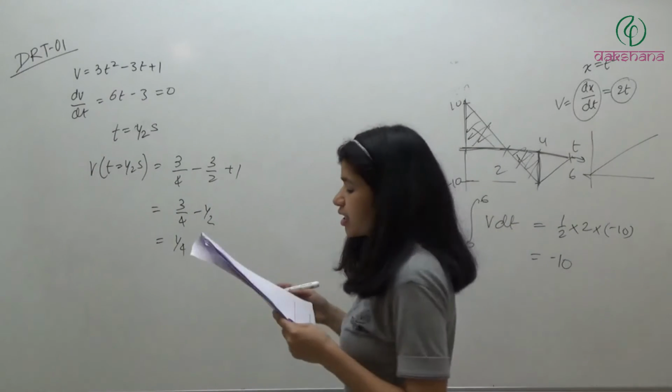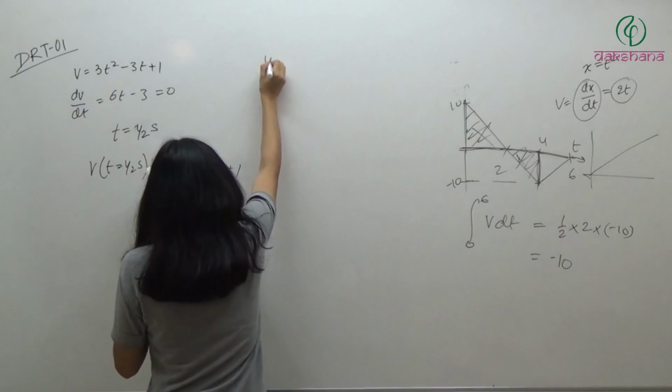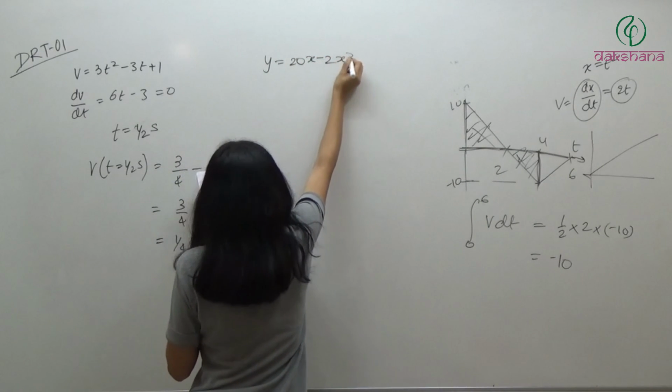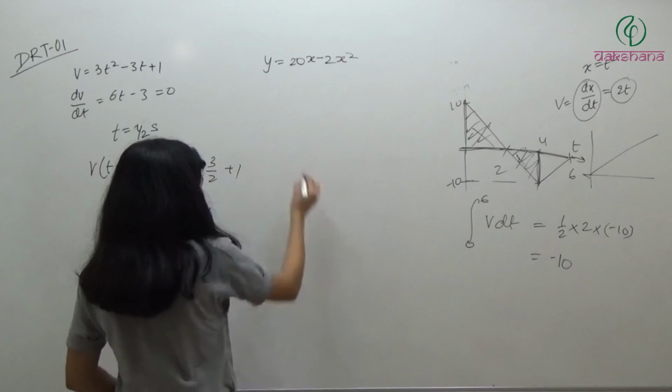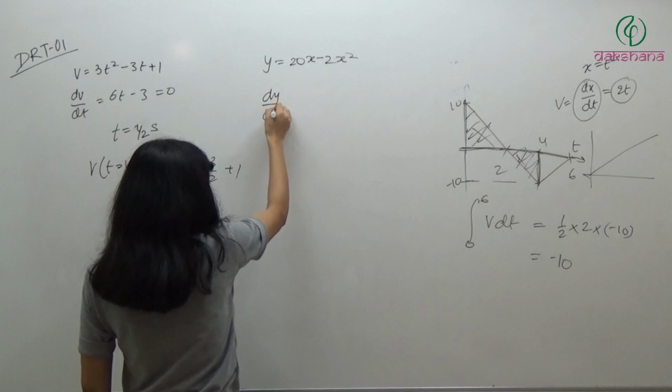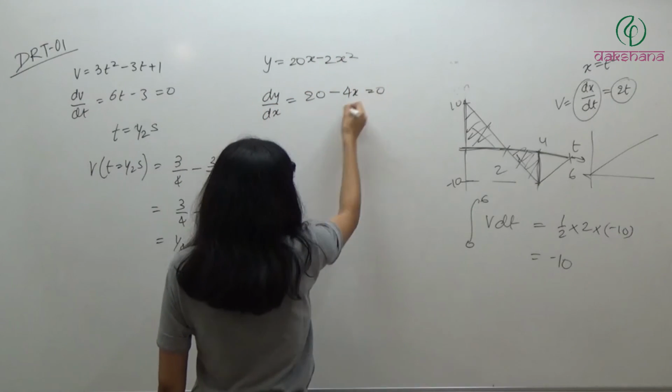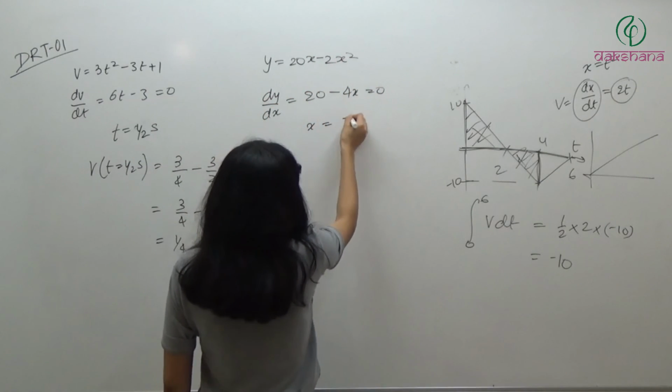Question number 40. The function y is given by 20x minus 2x square. Find the maximum value of the function. So again differentiate it. dy by dx is equal to 20 minus 4x is equal to 0. So x will be equal to 5.